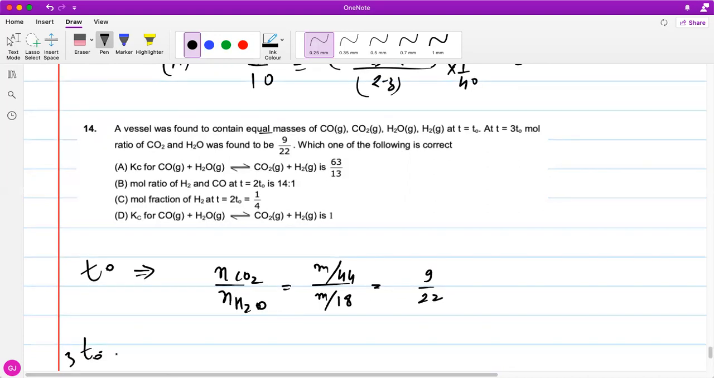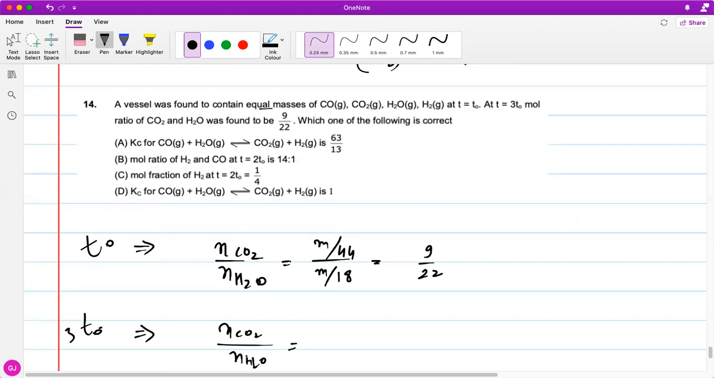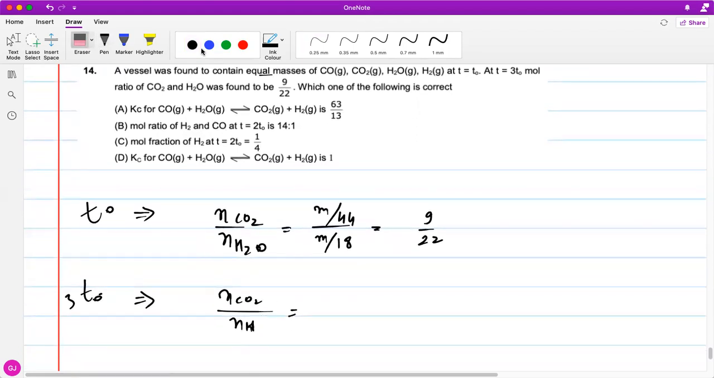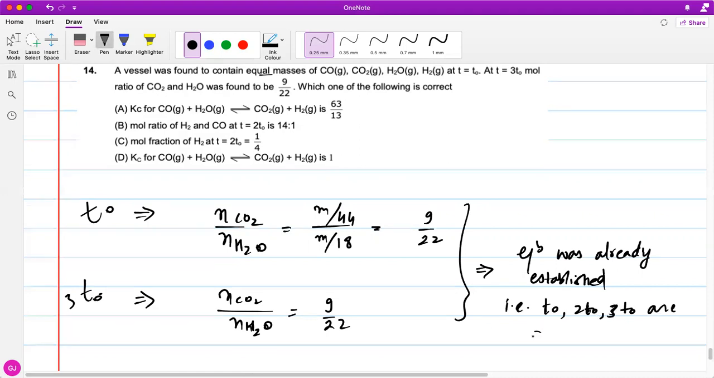And at time t equal to 3 T naught, the same ratio is what is there, right? That is what is given in the question, that the ratio of moles of CO2 to H2O is 9 by 22, right? What does that mean? That means that equilibrium was already established. Right? Equilibrium was already established. That is, at time T naught also the equilibrium was there. T naught, 2 T naught, 3 T naught are all at equilibrium. So with that knowledge that you are being armed with, you can determine the rest of the things. That's not really a problem.